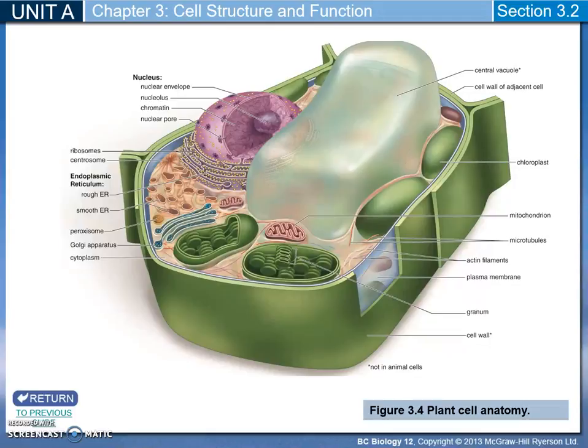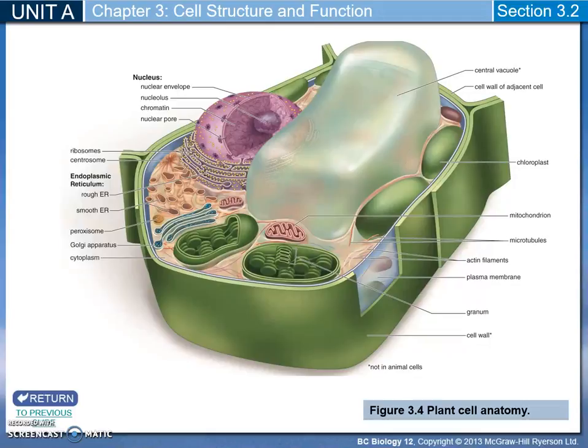And of course, there are a few differences between plant and animal cells, and some of the most notable ones would be the very obvious and large central vacuole, which you find in plant cells, which you don't find in animal cells. Also, the plant cells have the chloroplasts, which you do not find in animal cells.